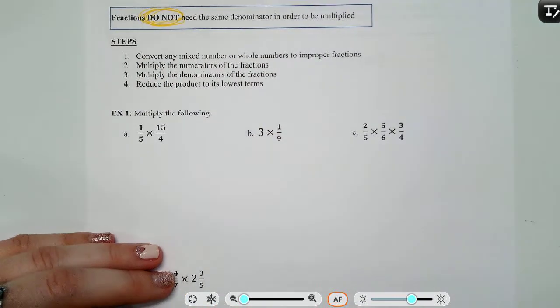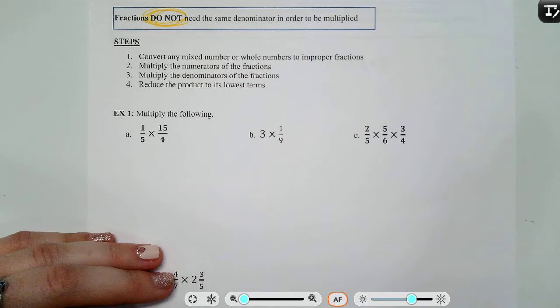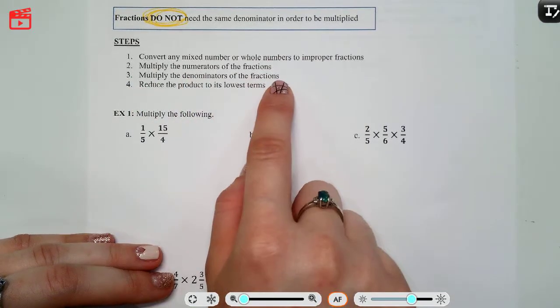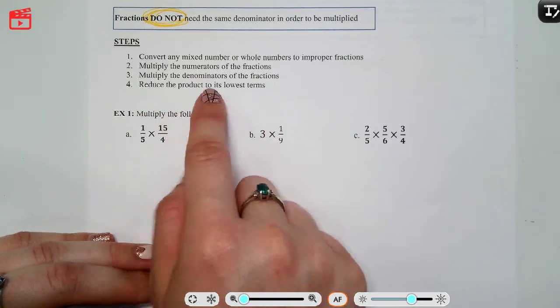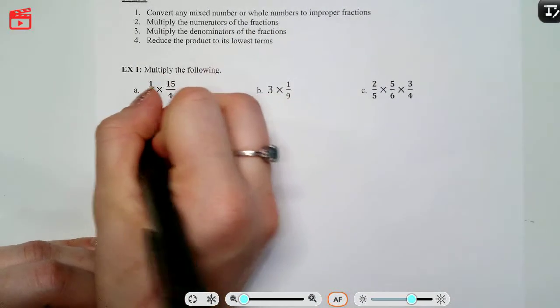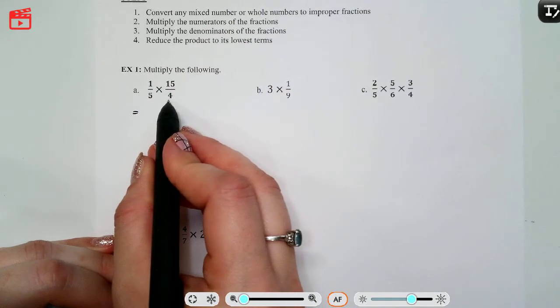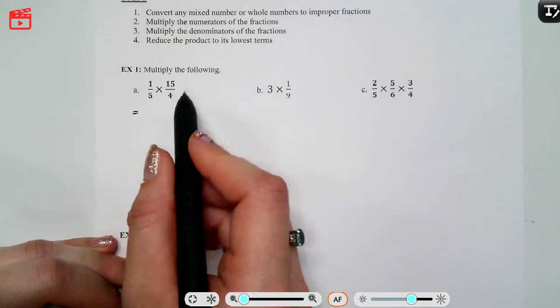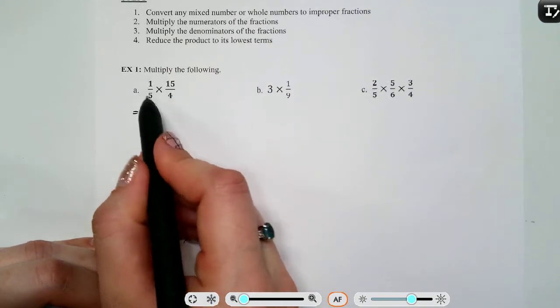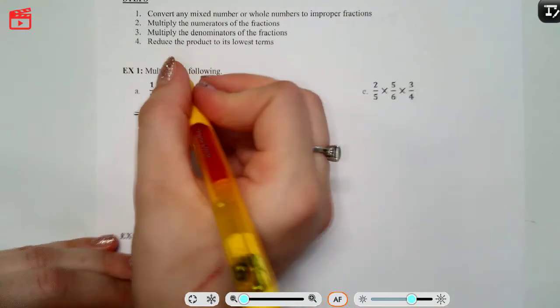All right, steps. So for multiplying fractions, convert any mixed number or whole numbers into improper fractions. Multiply across the numerators, multiply across the denominators, and then reduce the product to its lowest terms. Sounds pretty straightforward. All right, so multiply the following. They don't have the same denominator. Do I need to create a common denominator to multiply? No. It does not matter that they don't have the same denominator. This is multiplication. So we're just going to multiply straight across.